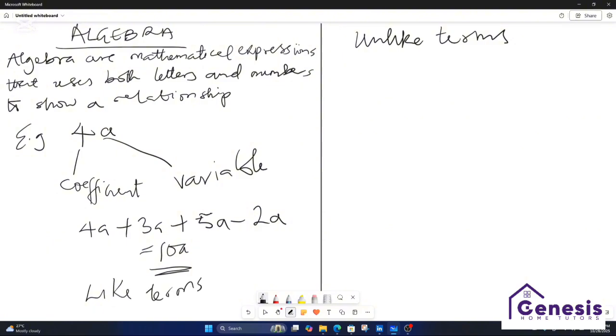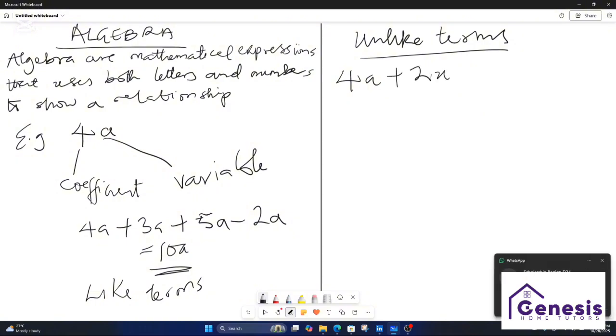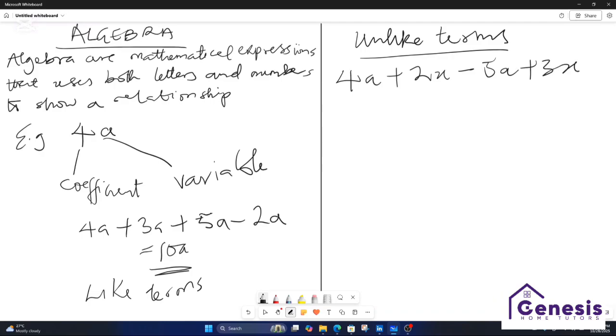Now, in unlike terms, the variables are usually different. What I mean by this is, let's take an example. We have 4a, let's start with 4a again, plus 2x minus 5a plus 3x. Now, we notice that we have 4 and 5 as the family members that are here, isn't it? So we'll match 4 to 5. And we have 2x and 3x as family members, and we match them together.